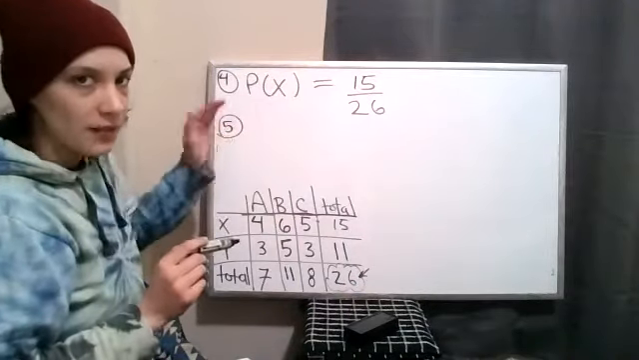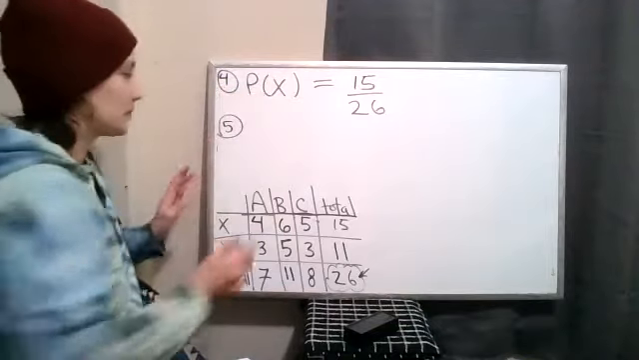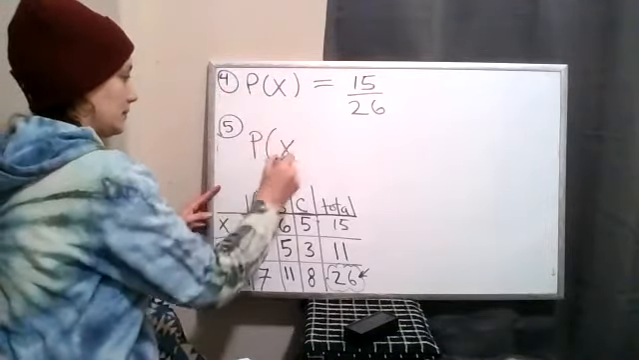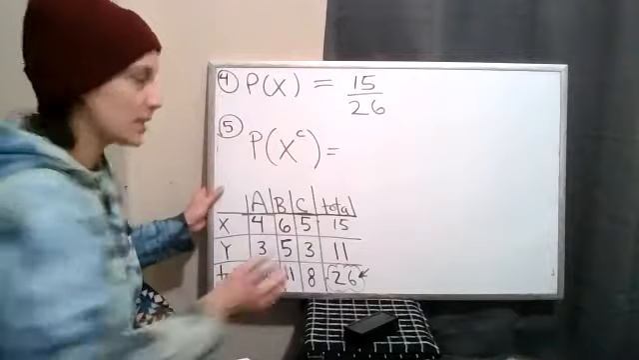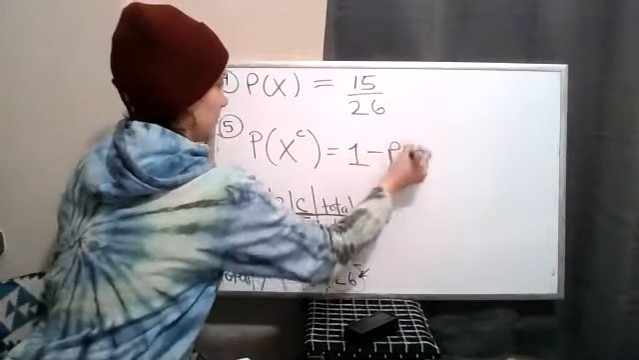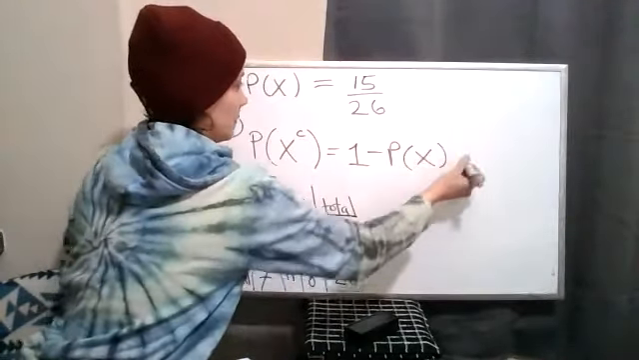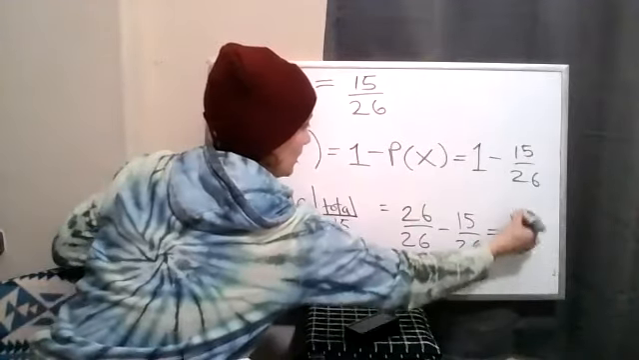The probability of X complement, the complement of X. Take 1, subtract the probability of X. 1 minus 15 over 26. Out of 26, take away 15 out of 26. Looks like 11 out of 26.